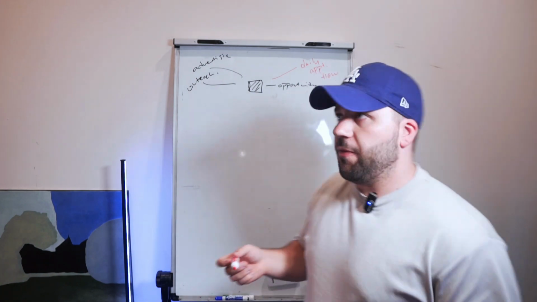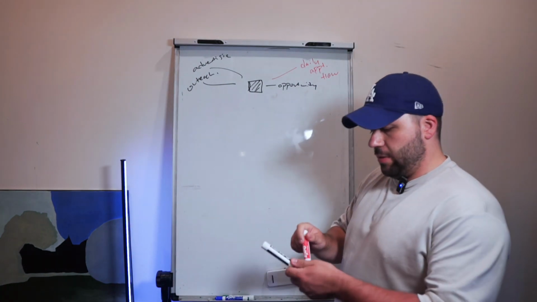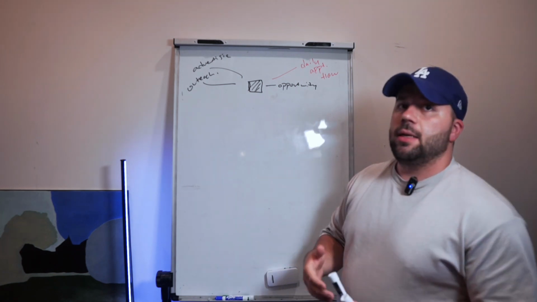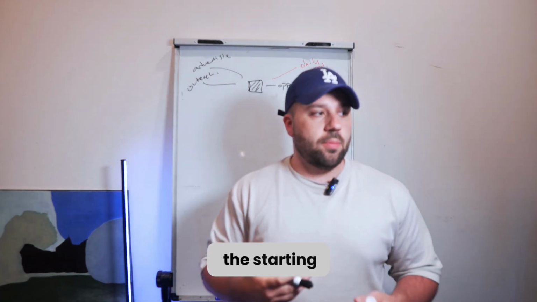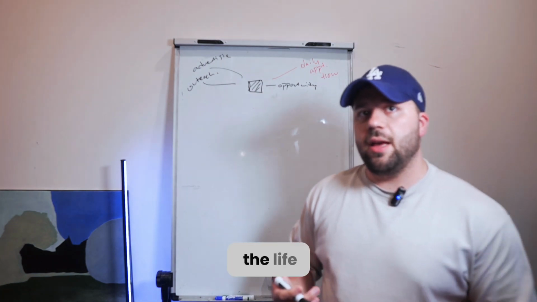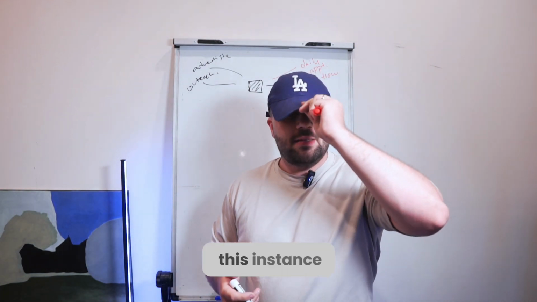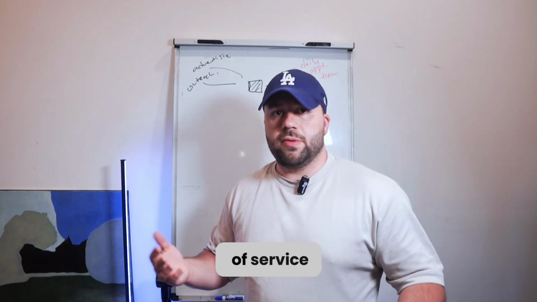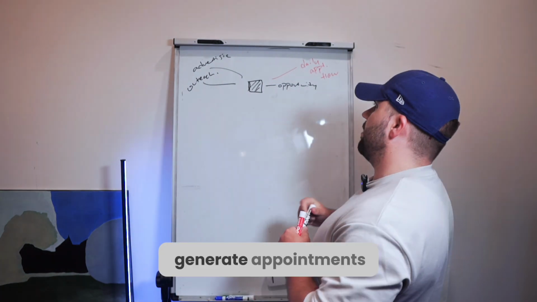So we've got the first system, which is opportunity. We've got a KPI, which is daily appointment flow. And that is the starting point. Leads are typically the lifeblood of any business, and in this instance, appointments are the lifeblood of service-based businesses. So you need a system to generate appointments.